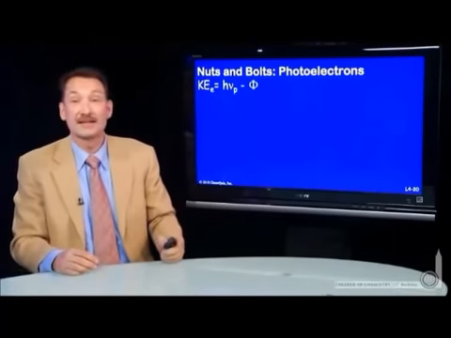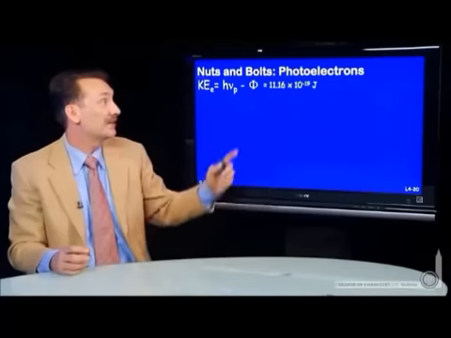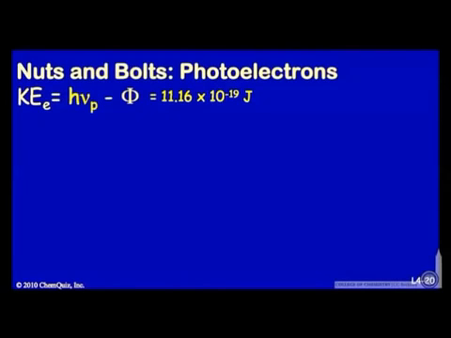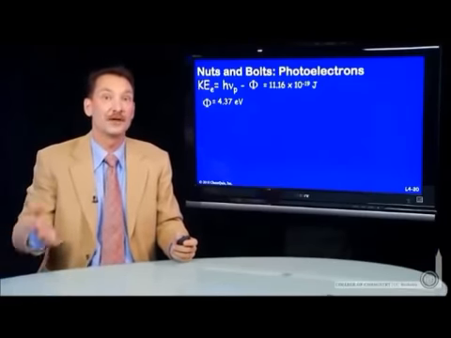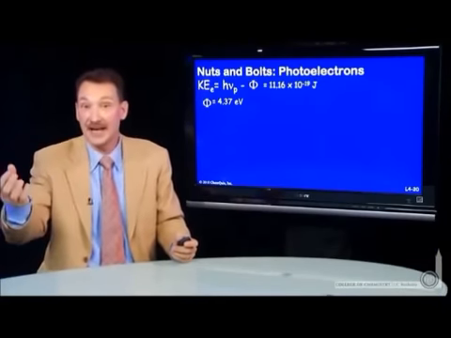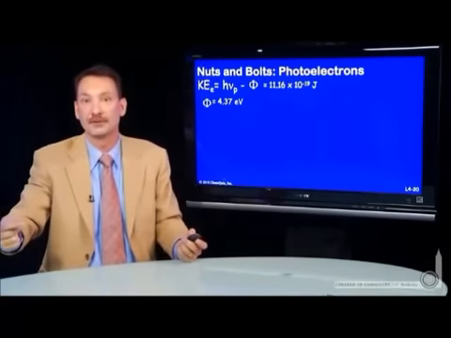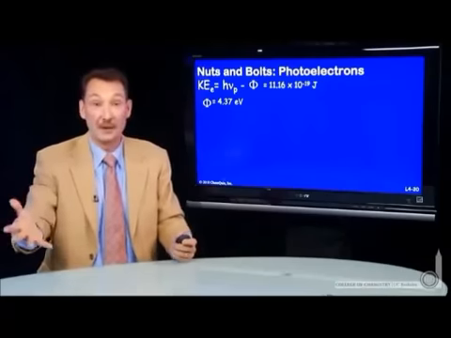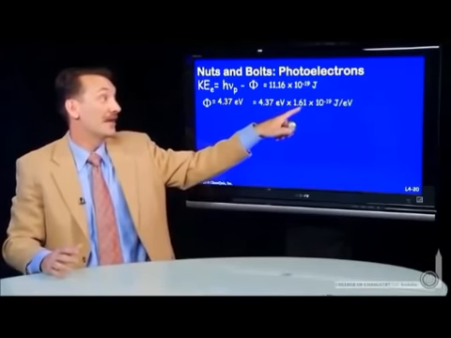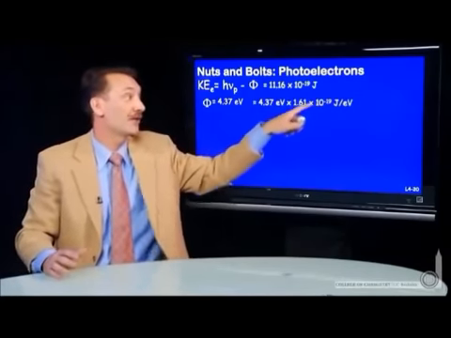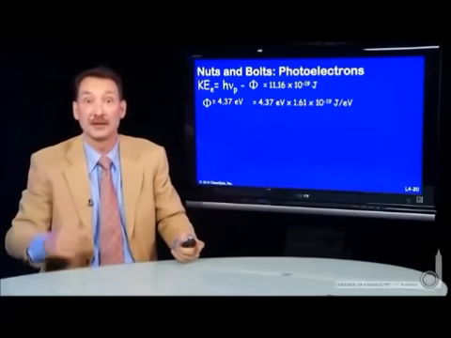So with that kinetic energy, we can continue to balance our energy. We know the kinetic energy is 11.16 times 10 to the minus 19th joules. The work function we've been given, that's 4.37 electron volts. Now, electron volts is a unit of energy. It's the kinetic energy that an electron gains as you accelerate it across a potential of 1 volt. We don't have to know that, but it is nice to know that I can convert joules to electron volts with a simple conversion factor I can look up in any textbook.